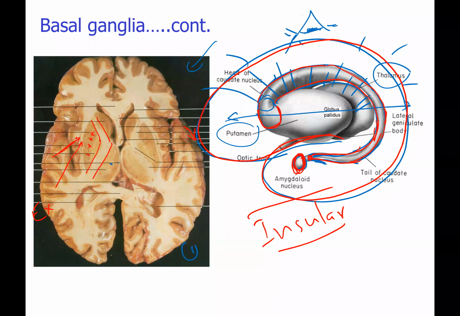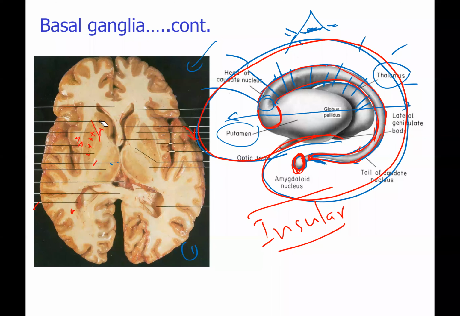It's not very clinically important, I don't know how important it is. It is called the external capsule, but it's not as important as the internal capsule. Okay, just for the matters I'm mentioning.